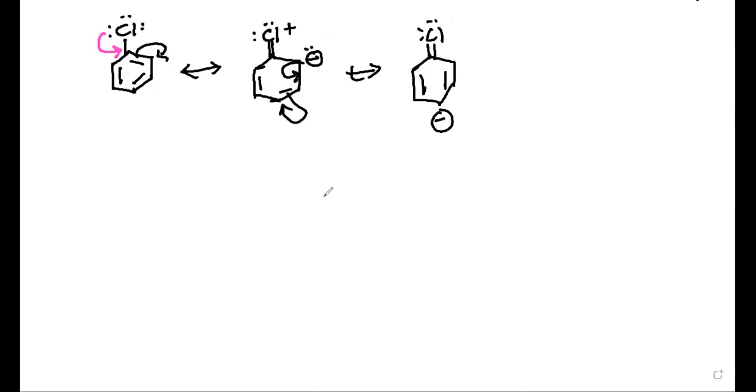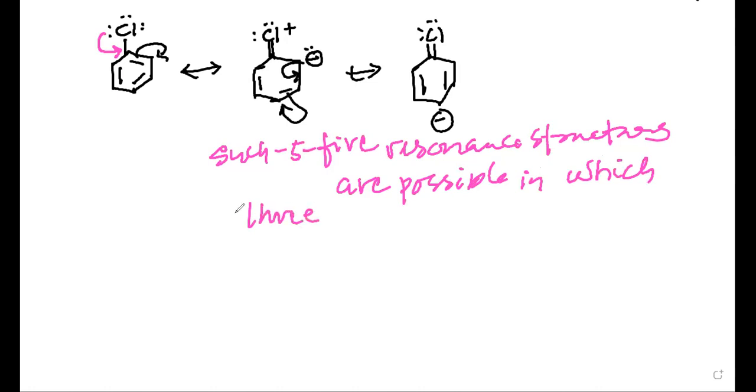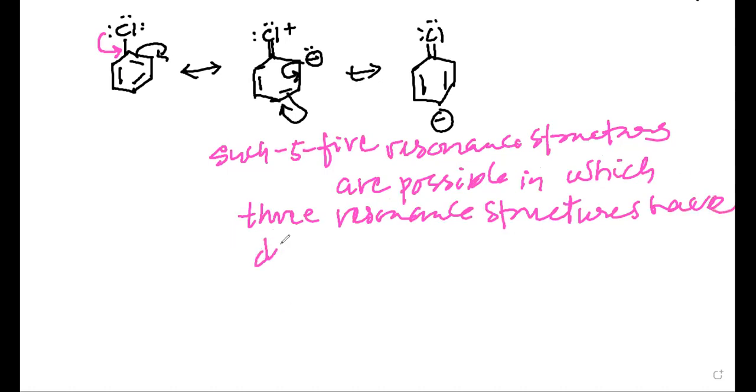So you can see that such five resonance structures are possible, in which three resonance structures have double bond, my dear students.